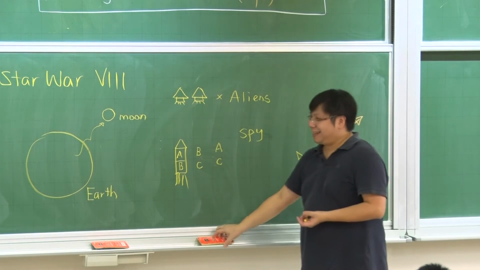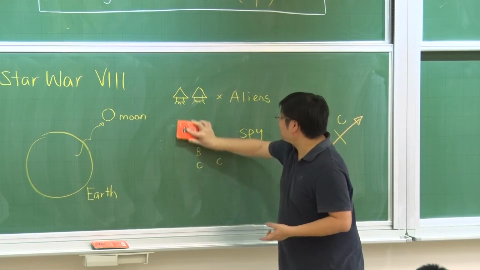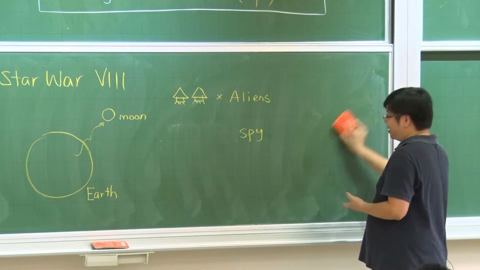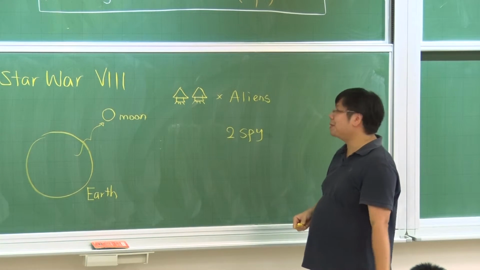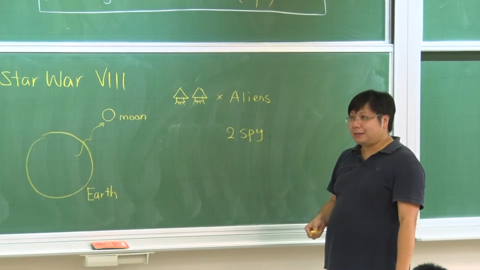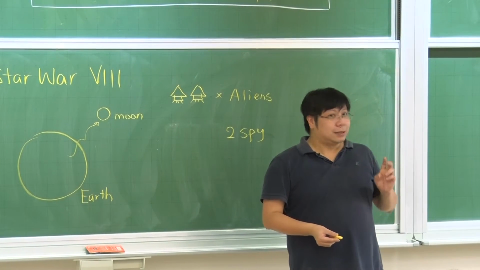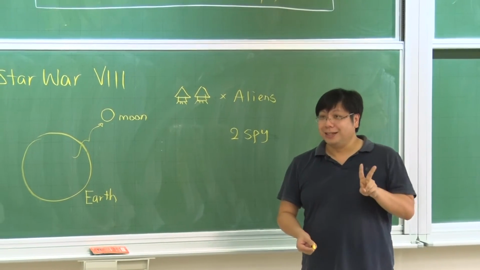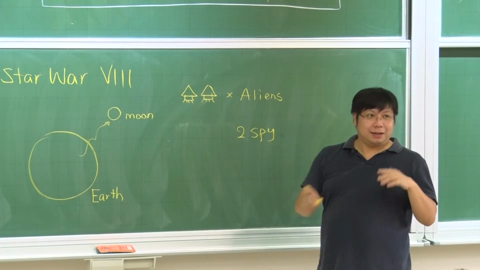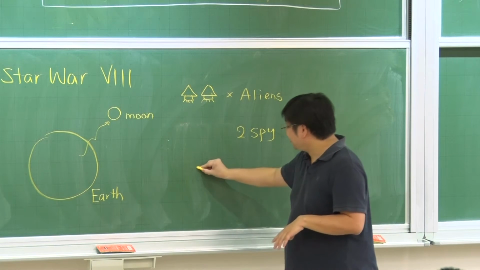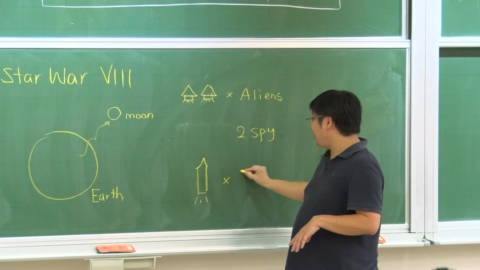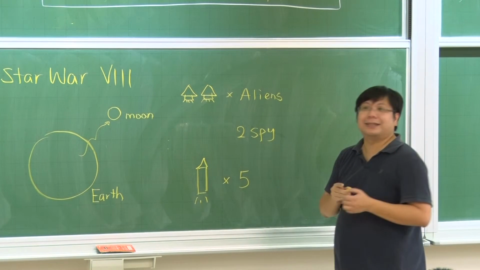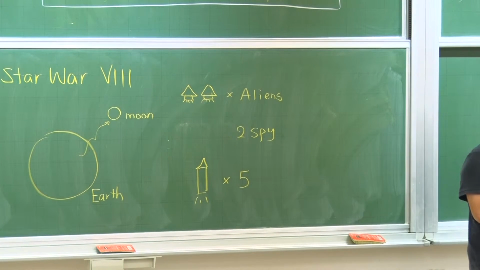Star Wars 8, same setting, but then they have more spies. Let's say they have 2 spies. That means they can capture 2 rockets, not just 1. But in this Star Wars, we are also richer, so we have more rockets. We now have 5 rockets. This is the question that I'm going to ask you to think about at home.